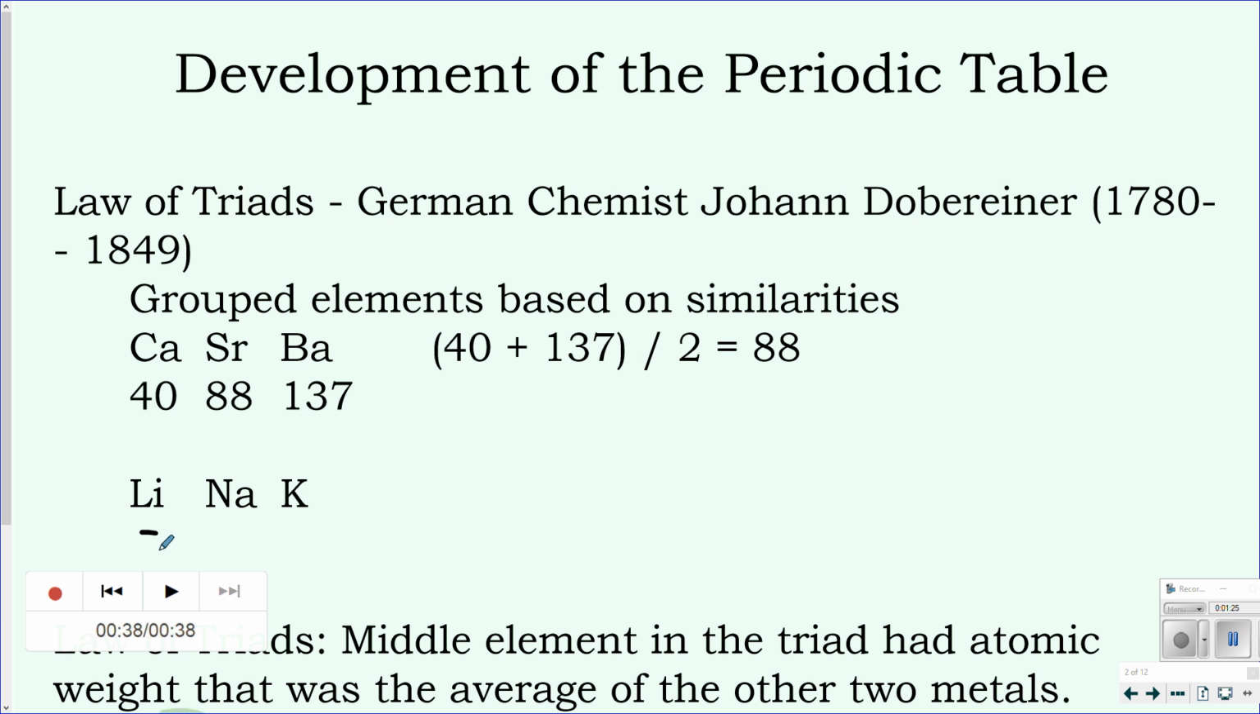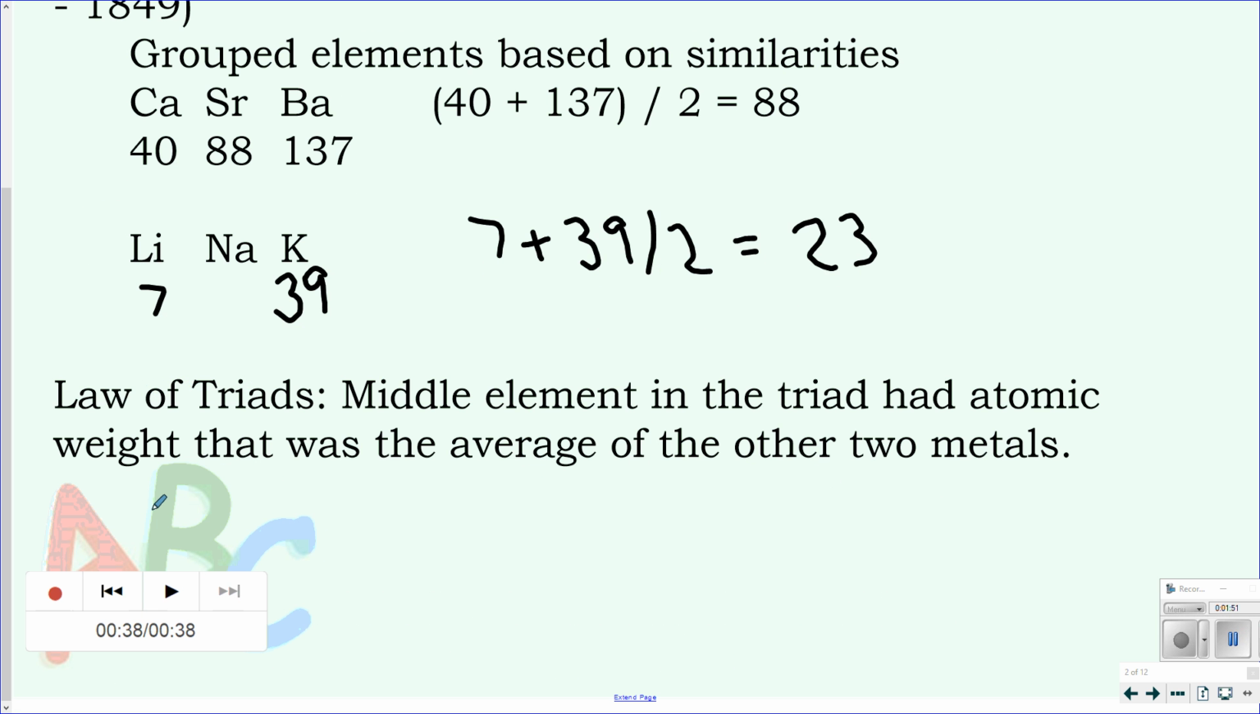Lithium has the mass of 7, and potassium has the mass of 39. When you add them together and you divide by 2, you're going to get the mass of 23, which is the mass of sodium. So basically, the law of triads is saying that the middle element in your triad has the atomic weight or mass number or atomic mass that's the average of your first and your third metal in that group of 3.